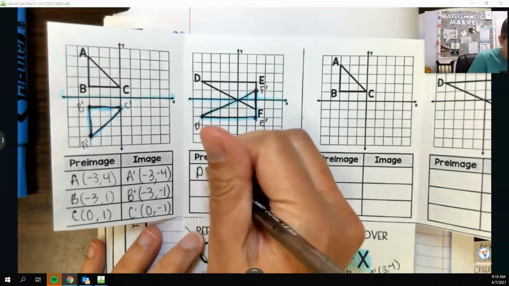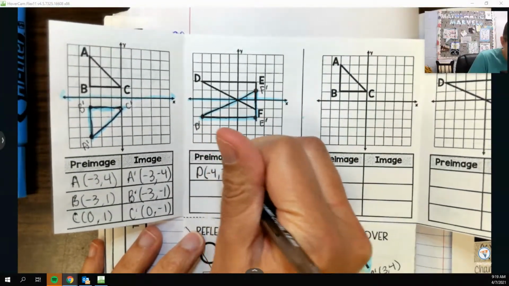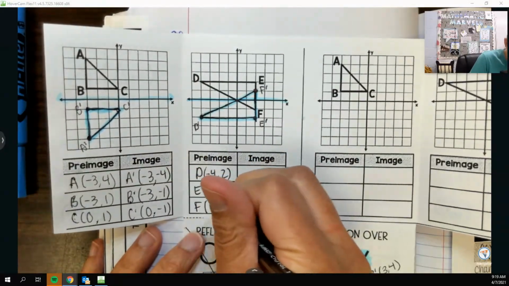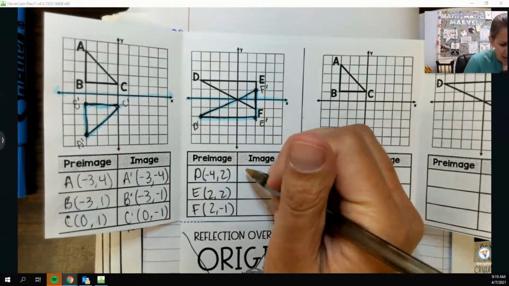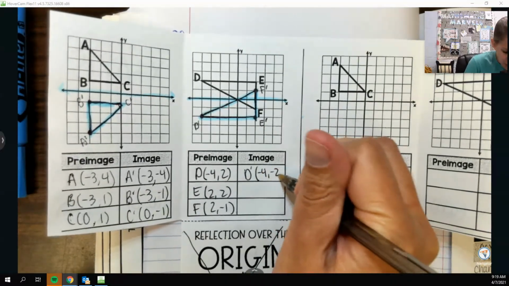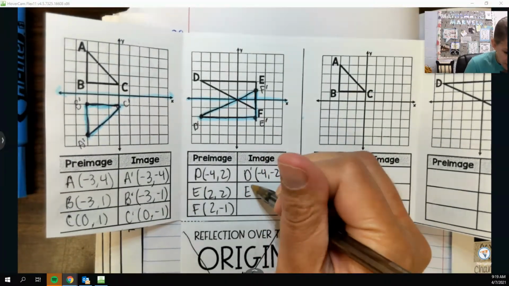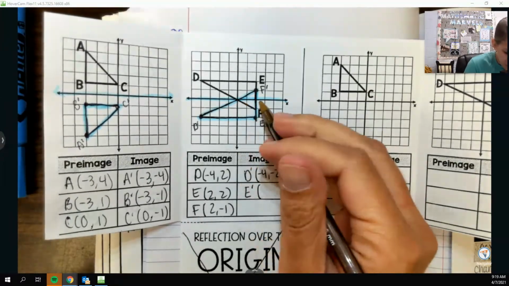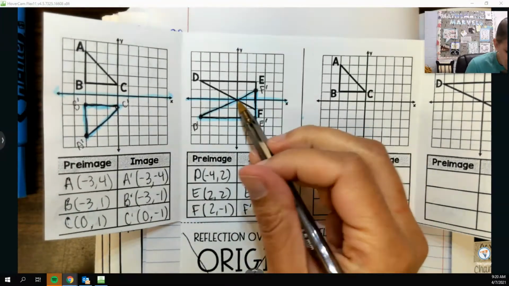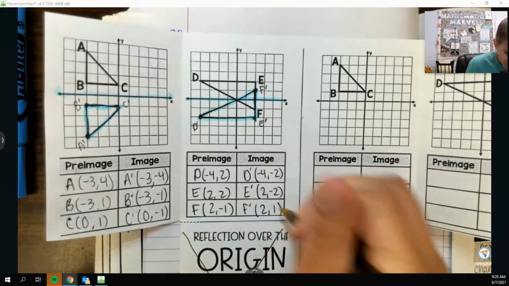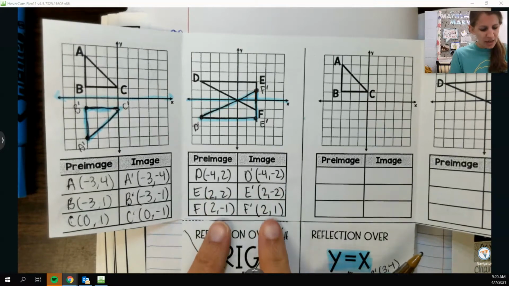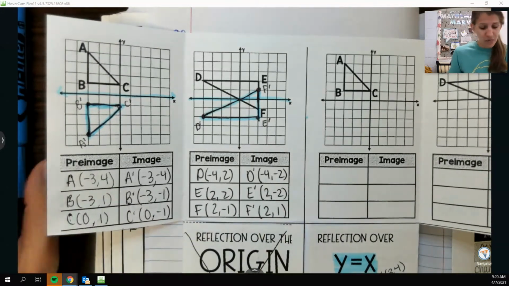So then I could find all my points, like D is at -4, 2, E is at 2, 2, and F is at 2, -1. And then I can find all my image points. So D prime is at -4, 2. E prime is at 2, -2. And then F prime is at 2, 1. So again, I can see now in the ordered pairs that the only thing that happened is Y changed. So same thing, just a different way to think about it.